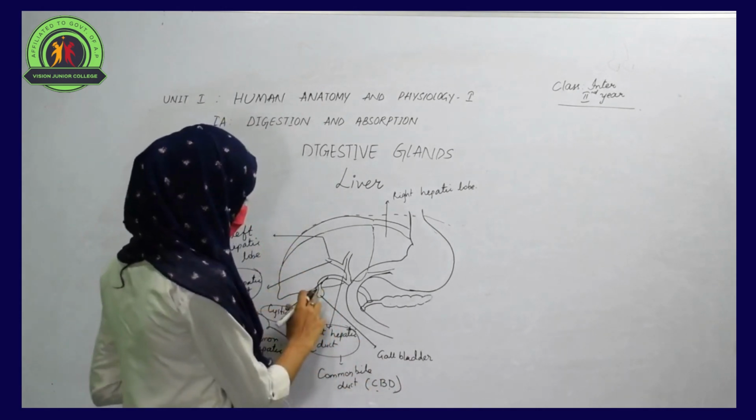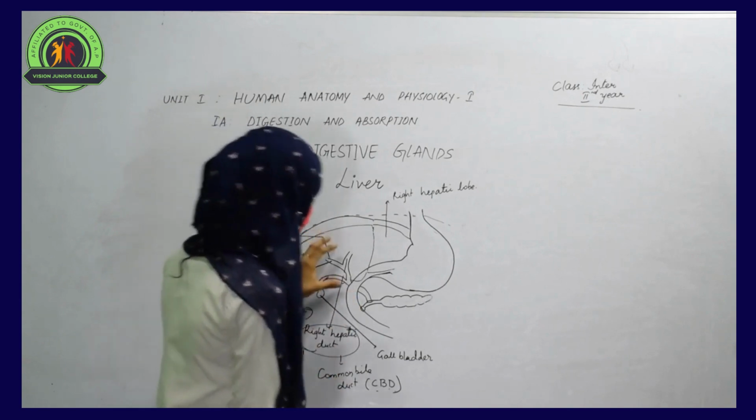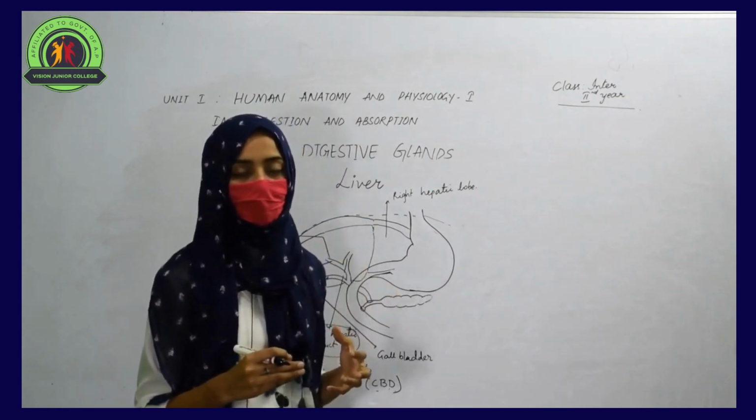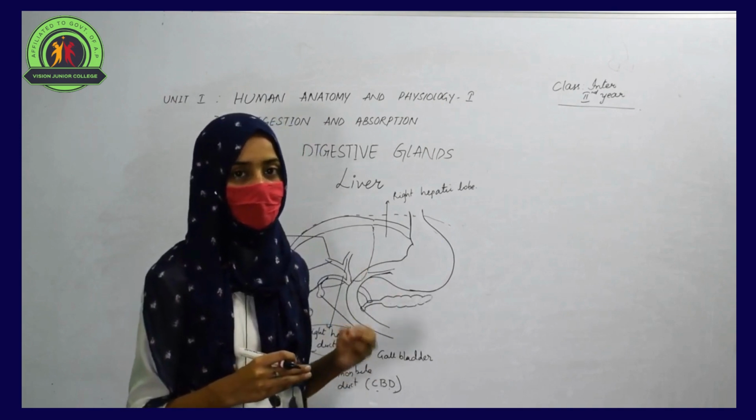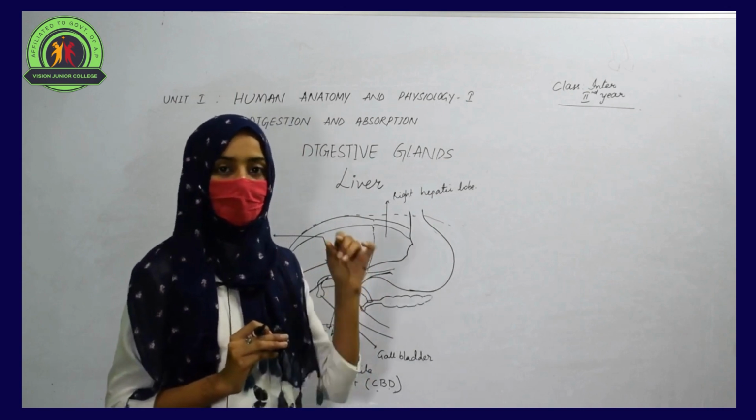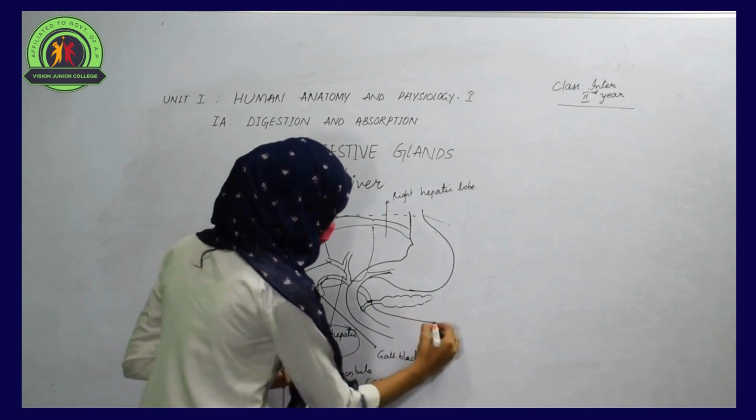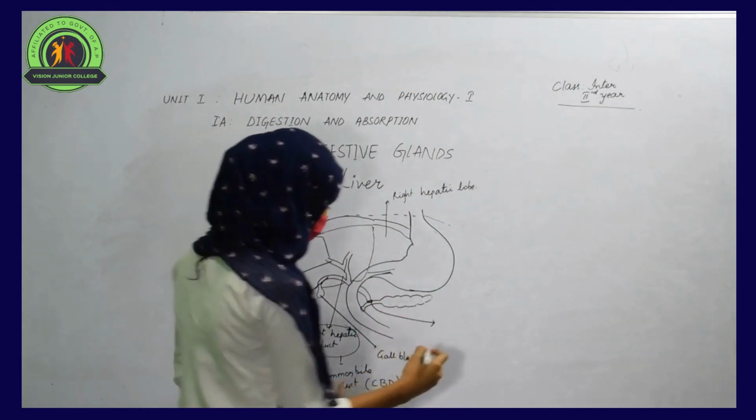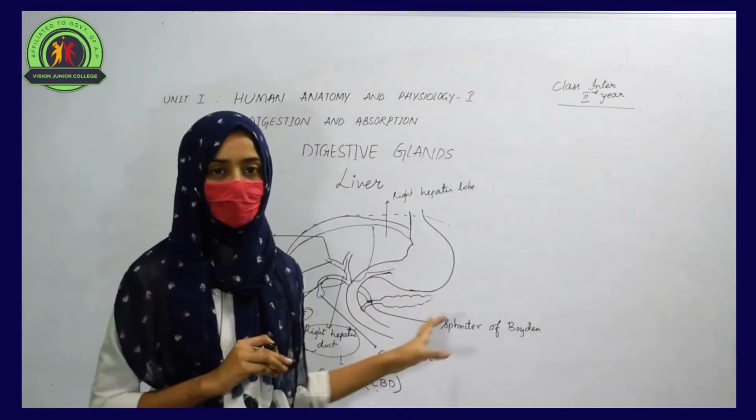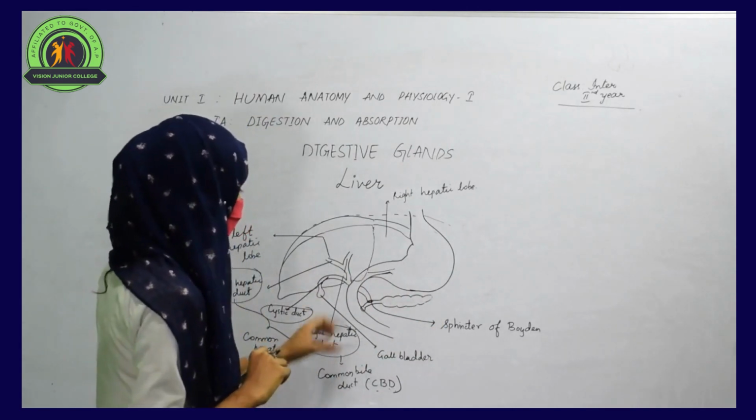So the bile which is stored in the gallbladder can be easily transferred through this duct. Now this common bile duct opens into the duodenum, which is the first part of the small intestine, but that opening is controlled by a sphincter. Here you can find one sphincter present at the end of the common bile duct, and that sphincter is called the sphincter of Boyden. The sphincter controls the opening and closing of this common bile duct into the duodenum.